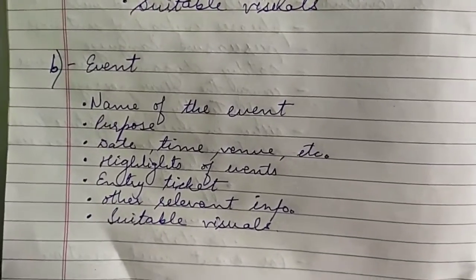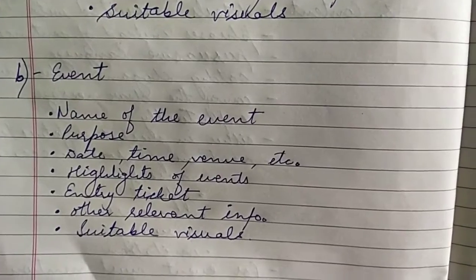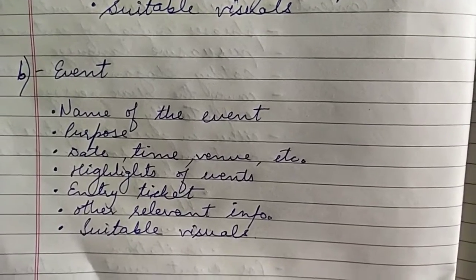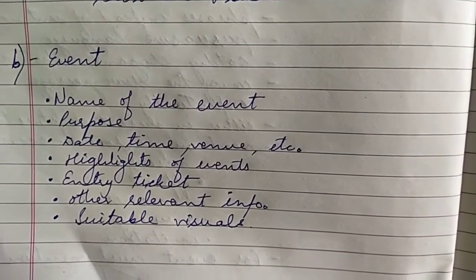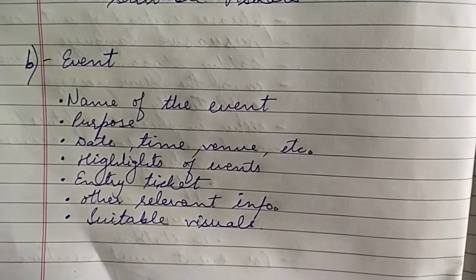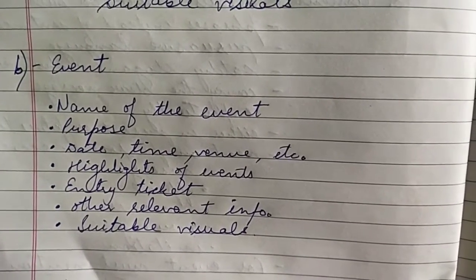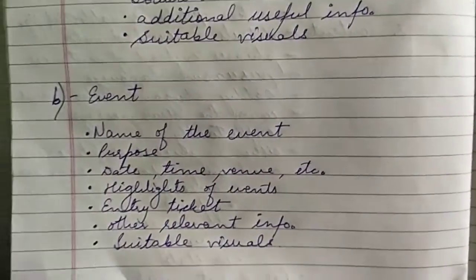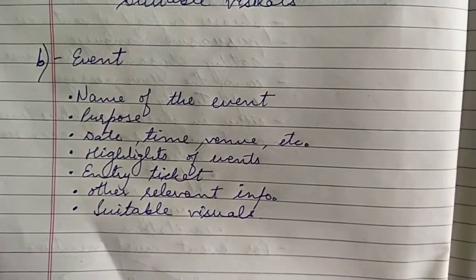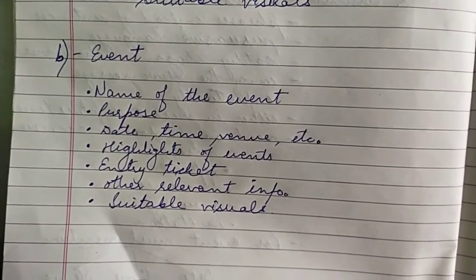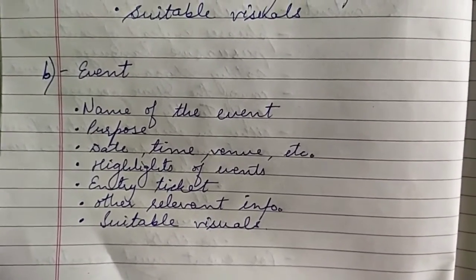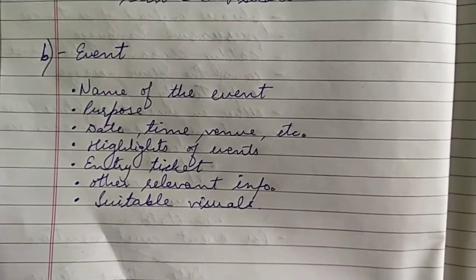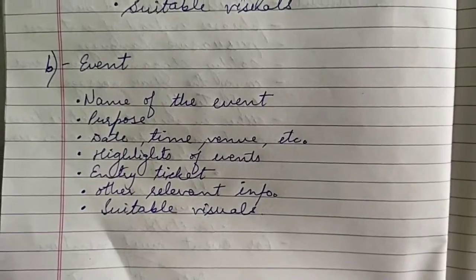The second kind of poster is based on events. Name of the event should be there, the purpose of the event, date, time, venue. Again, I am telling you students that you have to put in date, time and venue, etc., meaning other necessary information. Suppose you are making a poster regarding the opening of some boutique, then other information we can put is the chief guest, the special appearance, such kinds of things.